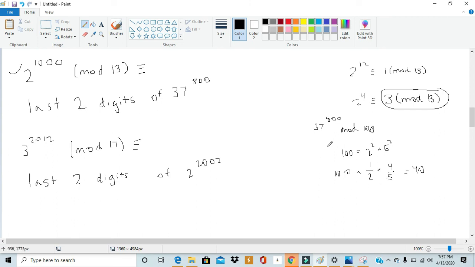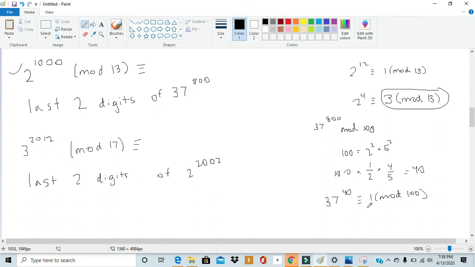Now that means that if A and M are relatively prime, A to the power of 40 will be congruent to 1 mod 100. Now 37 and 100 are relatively prime. They share no other common factors except for 1. So 37 to the 40 will be congruent to 1 mod 100.